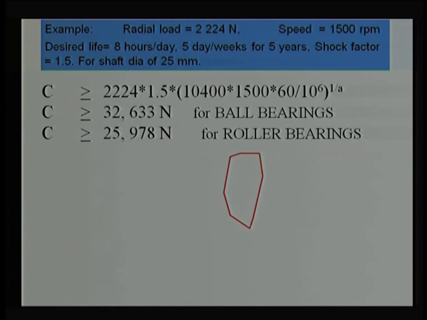If we know the required dynamic load carrying capacity, what we will do is use the Lundberg-Palmgren equation. We know the radial load, so we do not have to calculate equivalent load; we need to calculate only C. That will be 2224 into 1.5 as the shock factor, then the desirable life in hours, then RPM into 60 divided by 10⁶ rotations. So this has been converted into millions of rotations. We require this many rotations of the bearing, that is 10,400 into 1500 into 60, which is much larger than 10⁶. And we know the applied load. Here the exponent will turn out to be 1 by a, and a we know for roller bearing is 10 by 3, and for ball bearing is 3.